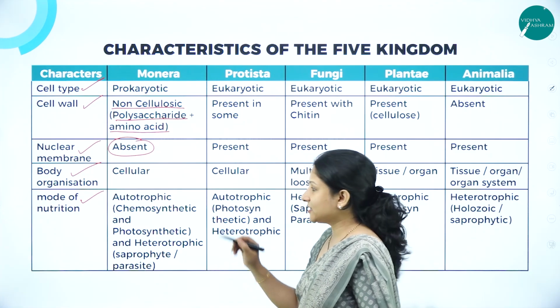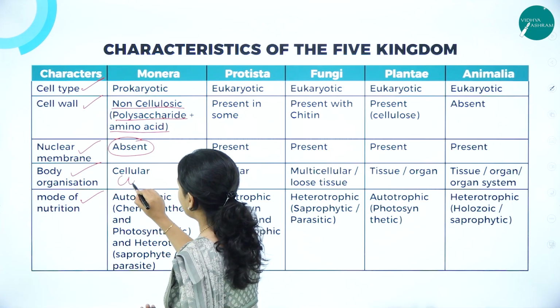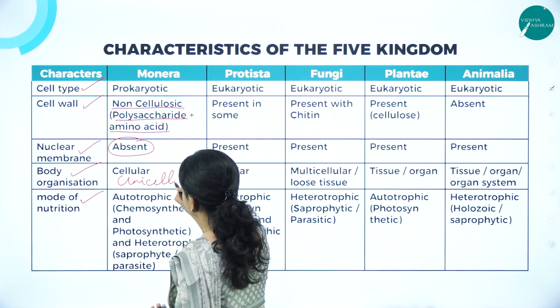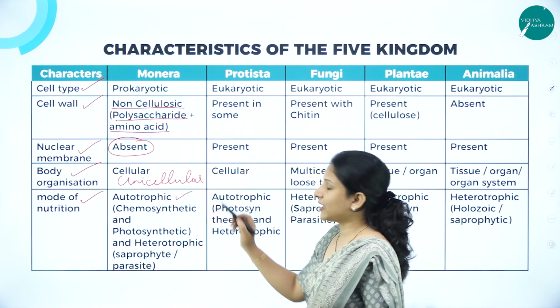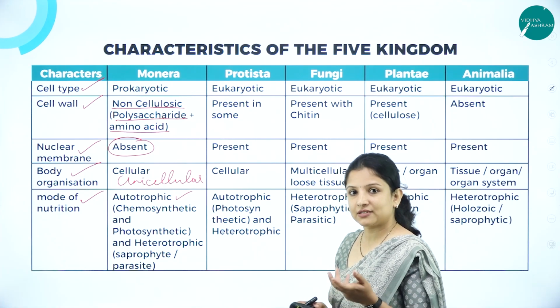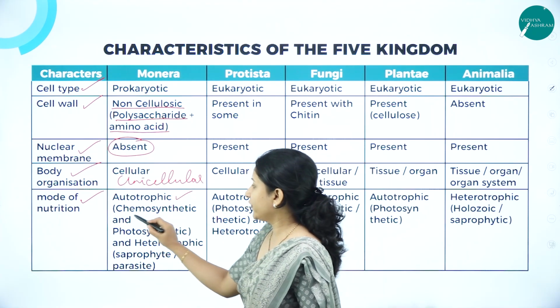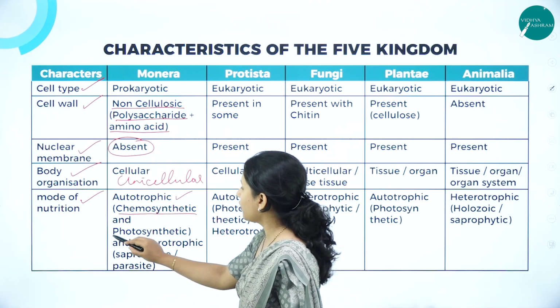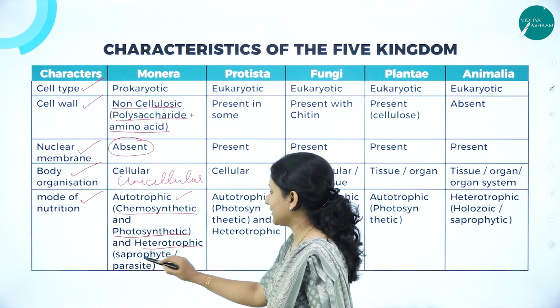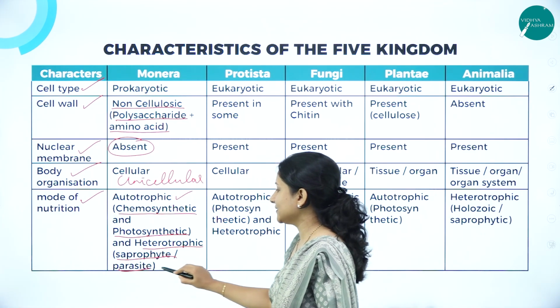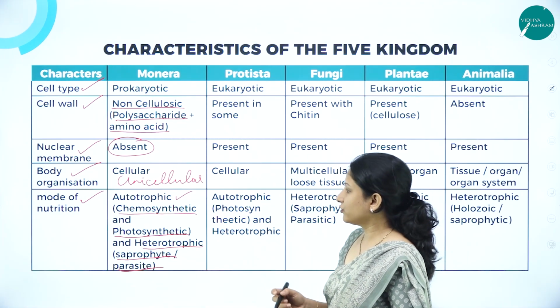Next, body organization is cellular. That is, they have only one cell. They are unicellular. Next, talking about the mode of nutrition, they are autotrophic. I've already told you what autotrophic is, given the definitions. In autotrophic, they can either be chemosynthetic or photosynthetic, or if they are heterotrophic, they can be saprophytic or parasitic in nature. I've already told you all this.